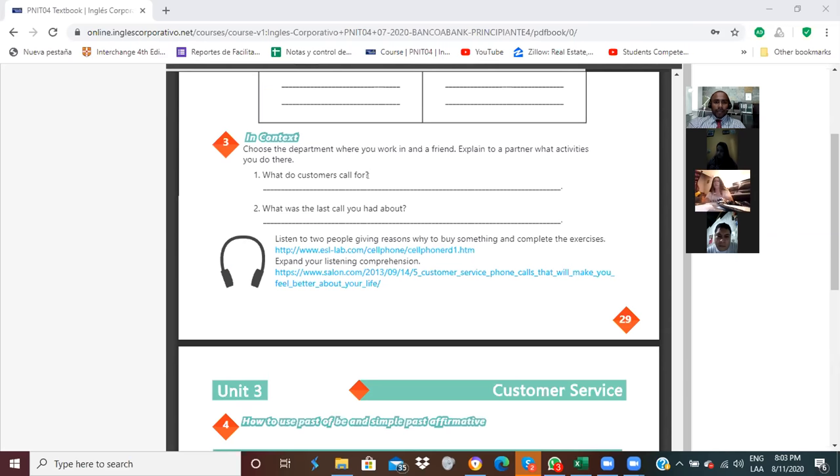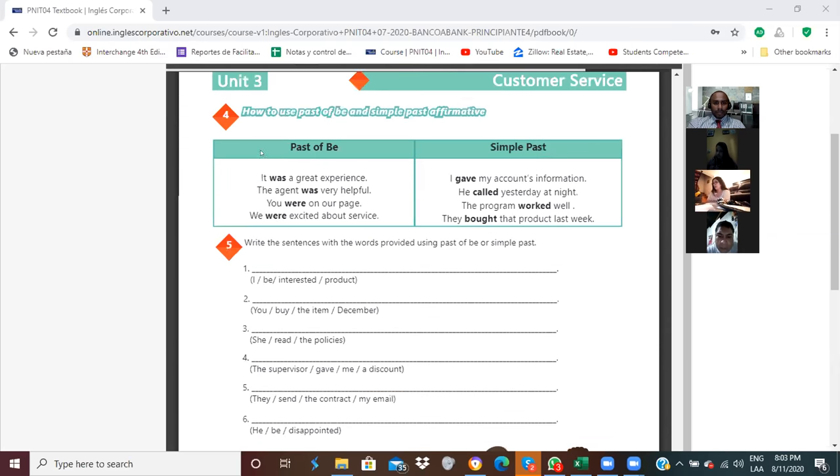Okay, so today we're going to be looking at the next one, which is the past tense of be and the simple past. Repeat, please. It was a great experience. The agent was very helpful. The agents were very helpful. You were on our page. We were excited about the service.